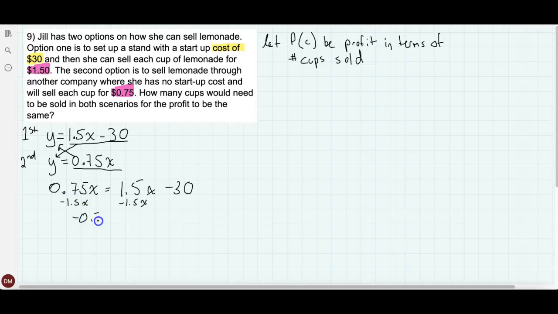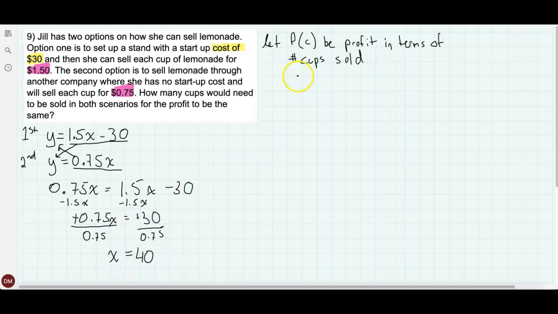Negative 0.75x. And depending on how you set this up, I could have done a better job so I didn't have a negative coefficient. Equals negative 30. Times them both by negative 1. So let's just make them both positive. And then I'm going to divide by the coefficient, 0.75, right? Undo the multiplication. And x is equal to... Let's get the calculator out. All right, so that was 40, right? Now, you could do that without a calculator, but since we can use it, why not? Okay, so that is x.